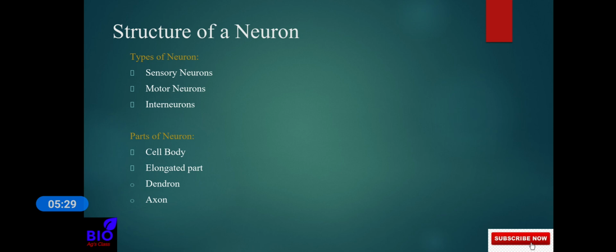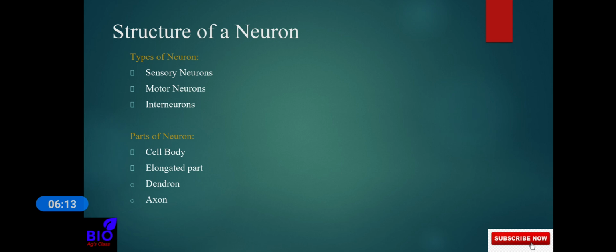Specialized projections called axons allow neurons to transmit electrical and chemical signals to other cells. That means neurons are transmitting some signals from one neuron to another. And thus, different kinds of impulses are moving throughout all of our body. At birth, the human brain consists of an estimated 100 billion neurons.